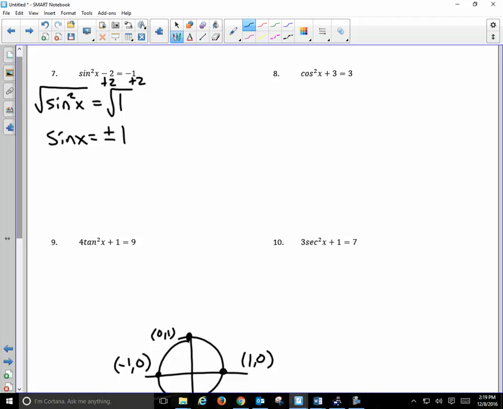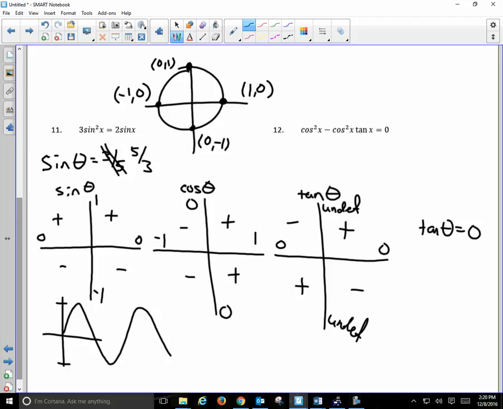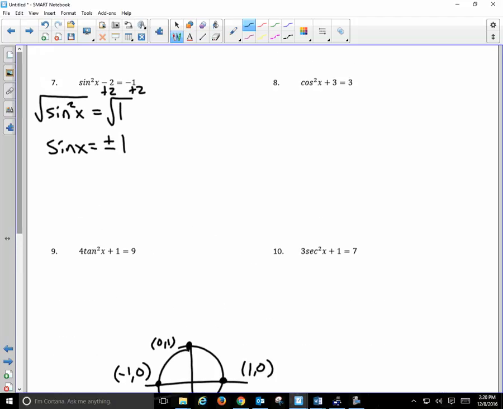Anytime you come up with 0 or 1, what you should really do is go to this chart. Look at sine. Where is sine equal to positive 1? How many degrees? 90. And negative 1 would be 270. So your answer here is x equals 90 degrees and 270 degrees.